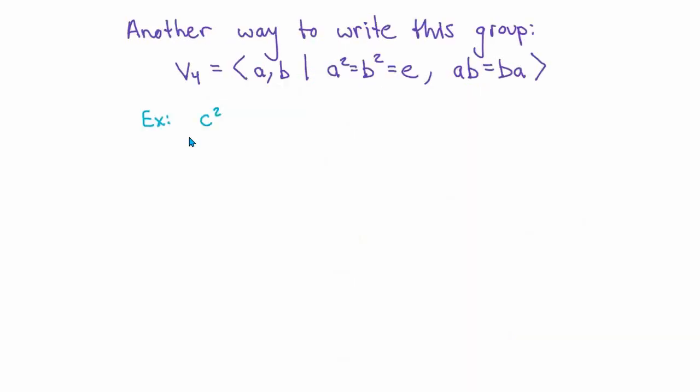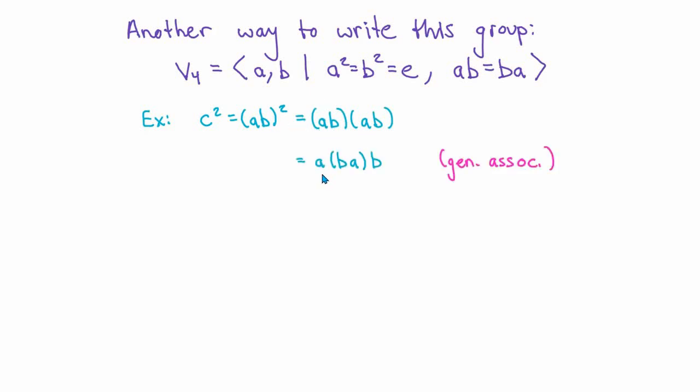So for example, in our previous description of this group, using the multiplication table, we said that C squared was the identity. And since C was AB, that's the same as saying that AB squared was the identity. Now that doesn't appear as one of the relations in our list here, but we can deduce it pretty easily from these relations. First of all, AB squared is AB times AB, and then by generalized associativity, that's A times BA times B.